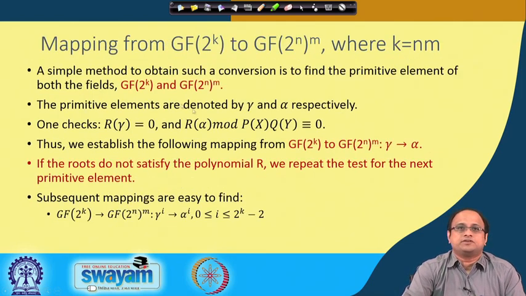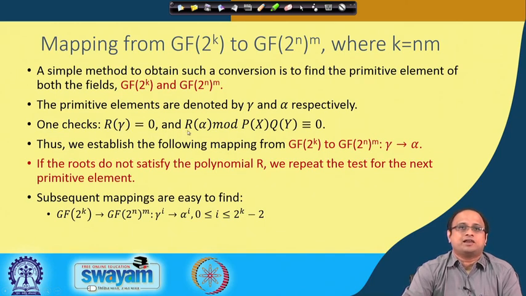So how do I map GF(2^k) to GF(2^nm), where k is equal to mn? A very simple method to do this conversion is to find the primitive element of both the fields, GF(2^k) and GF((2^n)^m). The primitive elements are say gamma and alpha, which means gamma is a primitive element of this field and alpha is a primitive element of this field. Now I will make a check. If you remember the example that I gave you, since gamma is a primitive element, it has to satisfy R(gamma) equal to 0, because it is the root of the polynomial R(x).